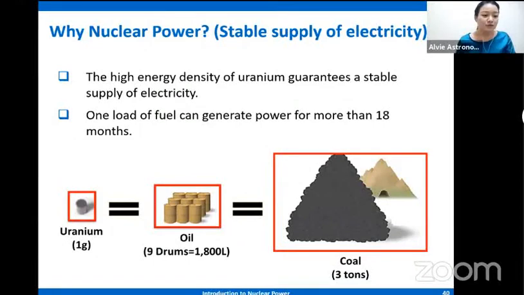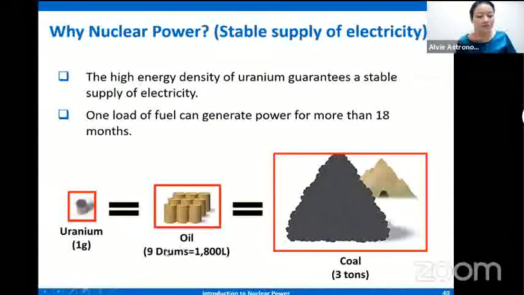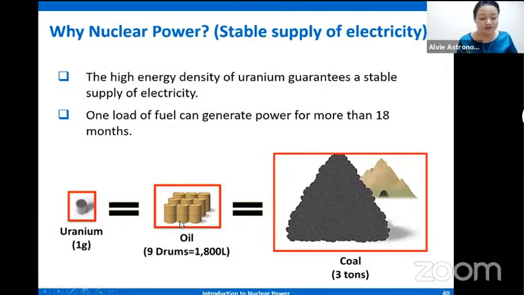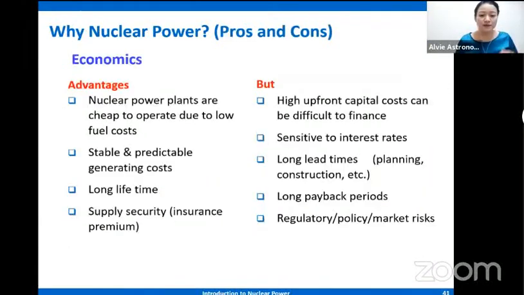Another reason is a reliable supply of electricity. As shown in one of the previous slides, the high energy density of uranium guarantees a stable supply of electricity. One load of fuel can generate power for more than 18 months. And here's another comparison. The energy that we can get from 1 gram of uranium is equivalent to the energy from 9 drums, or about 1,200 liters of oil, or about 3 tons of coal. And that means the corresponding waste from these sources will also be proportional to these volumes.